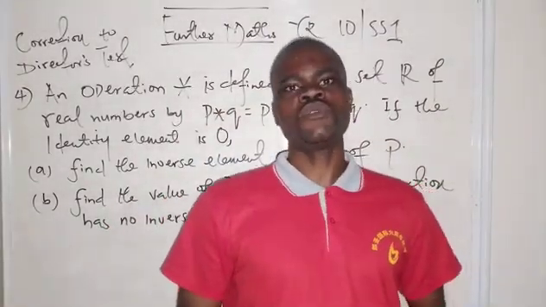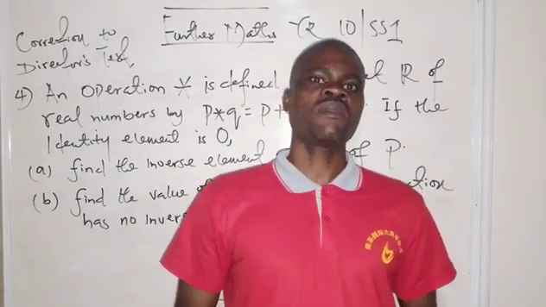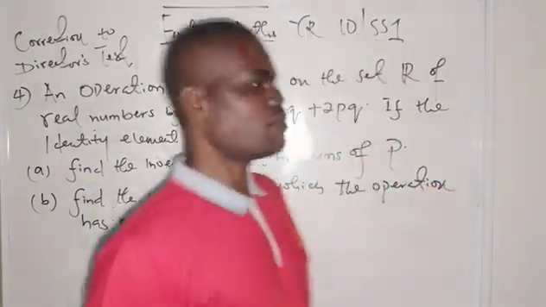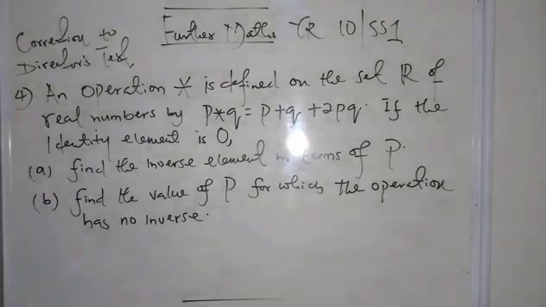Today we want to continue from where we stopped on the correction to the director's tests. Now, question number 4. Given an operation star defined on the set R of real numbers by P star Q is equal to P plus Q plus 2PQ. If the identity element is 0, find the inverse element in terms of P. Find the value of P for which the operation has no inverse. You can pause the video and write the question down properly.